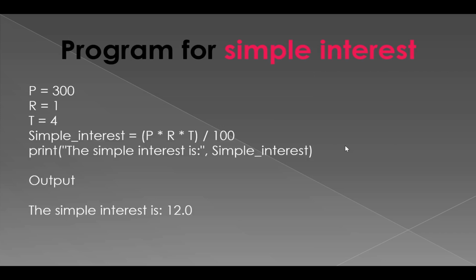Now, similarly, if you want to find the simple interest, I know the formula for simple interest is P into R into T divided by 100. So I have taken constant values here. If you want, you can take values from the user using the input function. So P, R, T are 30, 1 and 4. In the variable simple underscore interest, I have written the formula P into R into T divided by 100. And now here I have used a simple print statement that the simple interest is simple underscore interest, right?